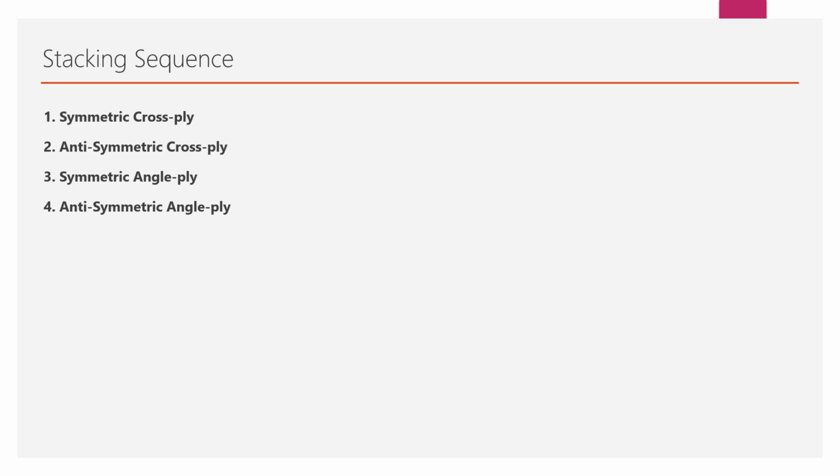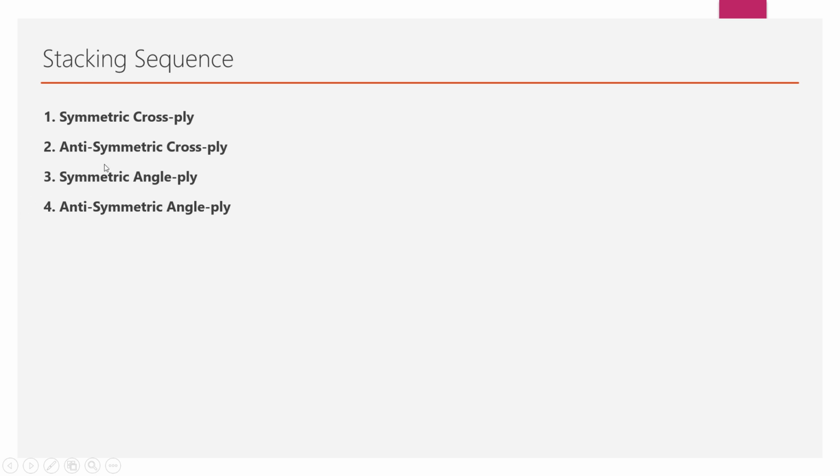Here we know the stacking sequence. There are four types of stacking sequence: symmetric cross-ply laminate, anti-symmetric cross-ply laminate, symmetric angle ply, and anti-symmetric angle ply. These four we can make analytically.